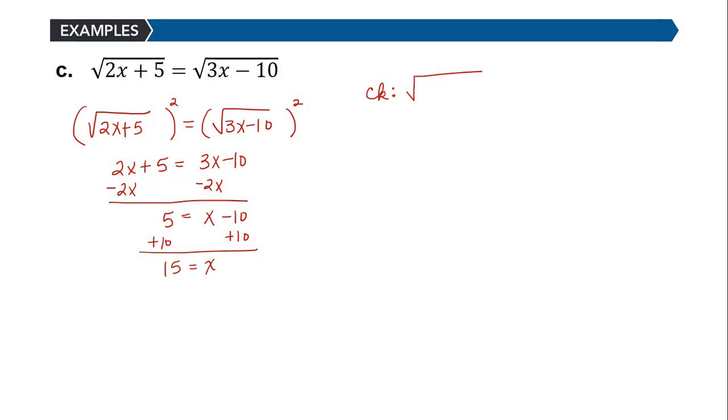Replace x with 15. So we get in the original equation the square root of 2 times 15 plus 5. Is that equal to the square root of 3 times 15 minus 10? Inside the left radical, we get 2 times 15, or 30, plus 5, so the square root of 35 is equal to the square root of 3 times 15, which is 45, minus 10 is 35. So we get a true statement, right? The square root of 35 equals the square root of 35. Therefore, the solution set contains the number 15.